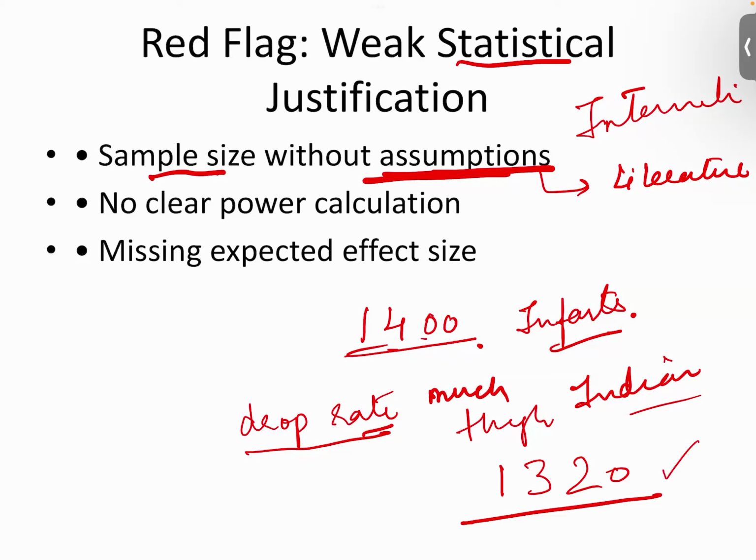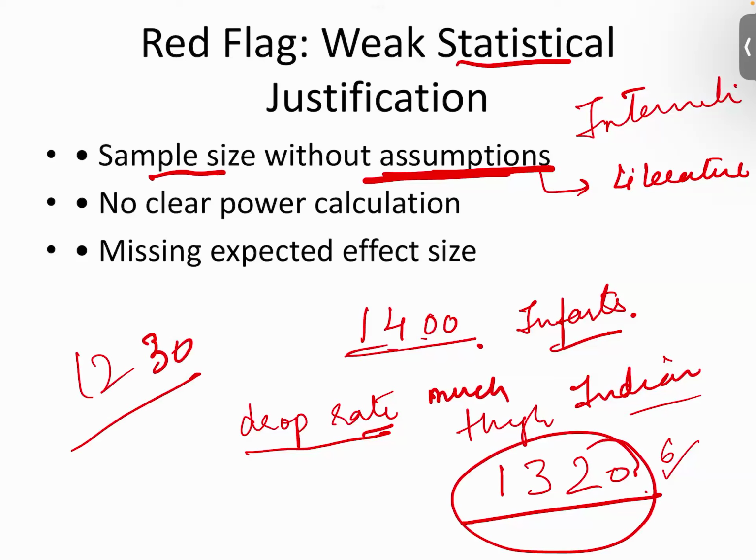But within 6 months we reached here. The moment 1 year was gone, we were here, 1230 or 1235. So this was the maximum number we needed for the power calculation, but we reached 1230. Why? Because of the miscalculation. He didn't calculate the drop rate correctly.